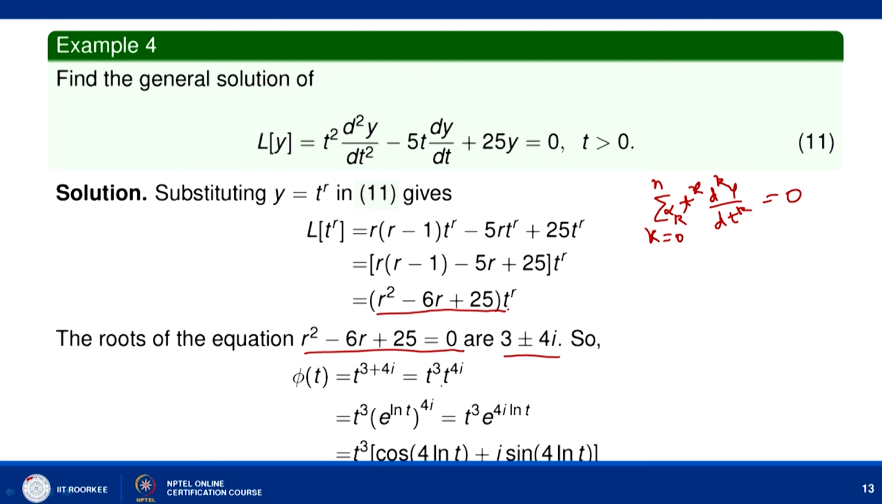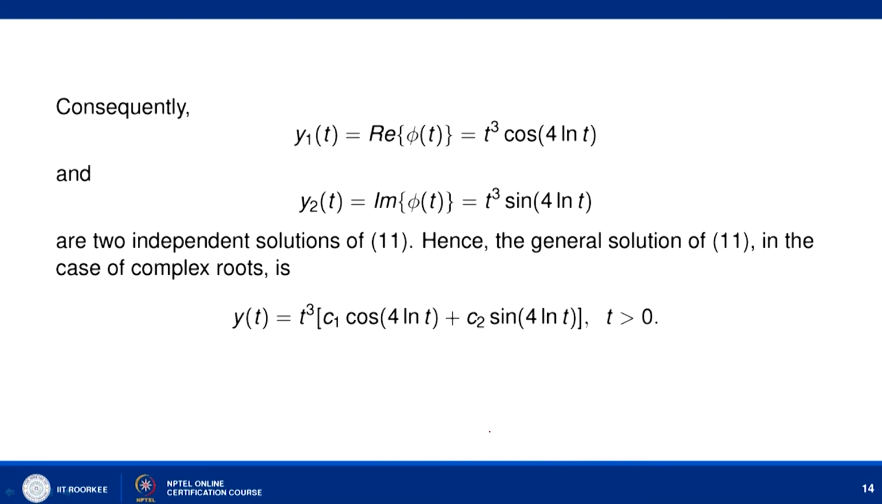So, here we write t as e to power ln t, so t to power 4i, and we can write t cube into e to power 4i ln t. Using the formula e to power i x, we can write t cube cos of 4 ln t plus i sin 4 ln t. Taking out the real part and imaginary part, we can write y1 t as t cube cos 4 ln t and y2 t as t cube sin 4 ln t, which are two independent solutions of 11. So, the general solution is given as y t equal to t cube times c1 cos 4 ln t plus c2 sin 4 ln t, for t greater than 0.